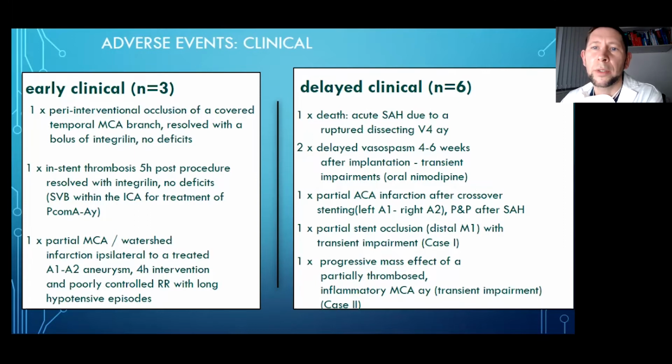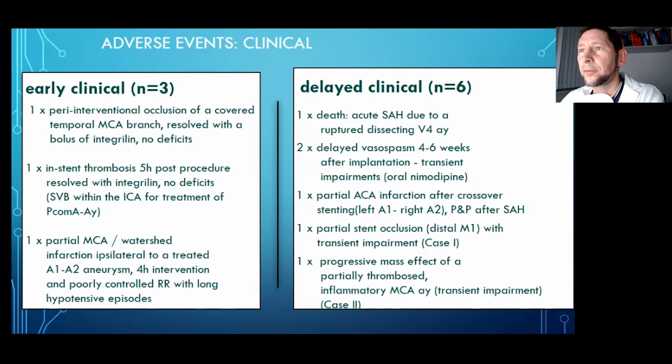And we had 1 partial MCA and watershed infarction ipsilateral to a treated A1, A2 aneurysm, which was related to a very long intervention with a poorly controlled blood pressure. So the patient was quite hypotensive, but we didn't notice that at the time, which was very unfortunate. We only recognized it afterwards, but there was no communication during the intervention in this context.